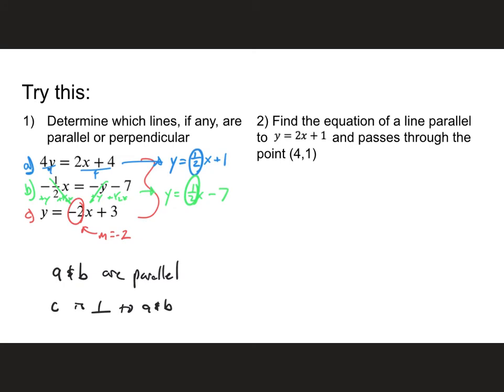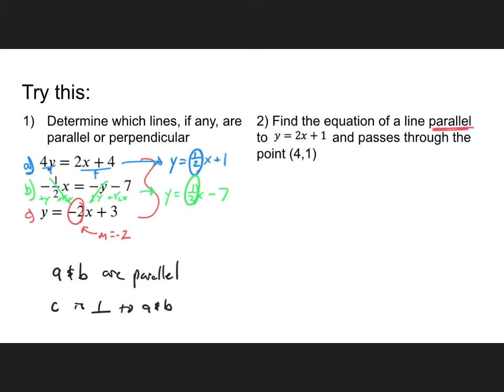1/2 is the slope. The opposite would be negative. The reciprocal would be 2. So -2 is the opposite reciprocal of 1/2. All right, let's take a look at number 2. Find the equation for the line that's parallel to y equals 2x plus 1 and passes through the point.